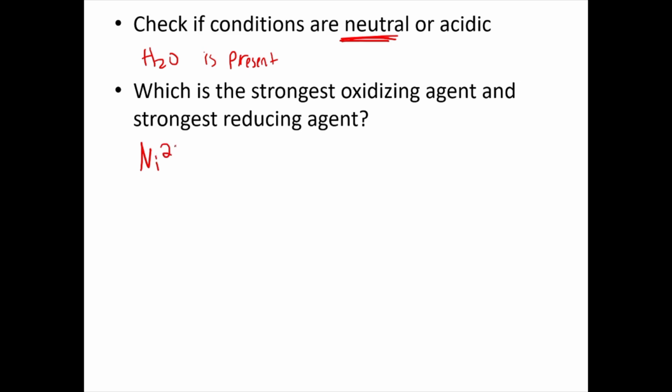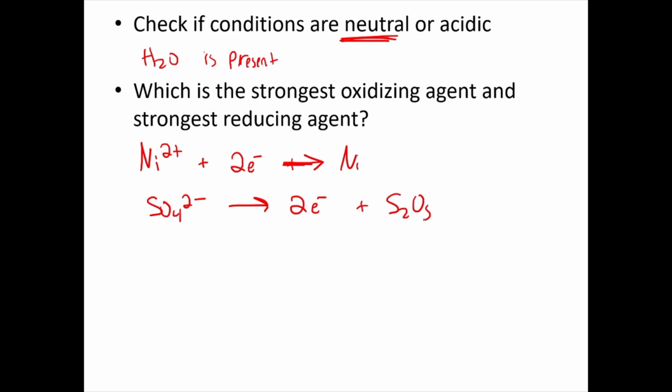Well, we have nickel 2+. This can undergo a reaction to gain electrons to become nickel. We've got SO4 2-, which when this undergoes a reaction, will give up electrons to become S2O8 2-. There we go. That's the other reaction.